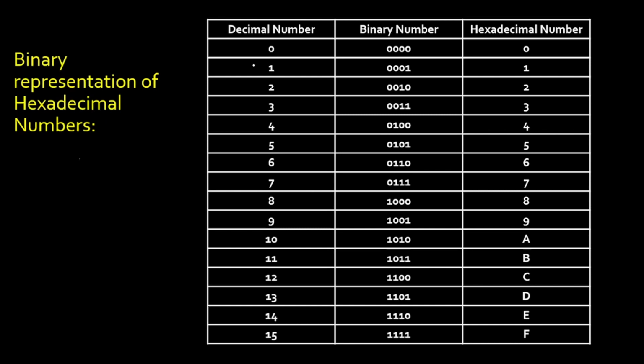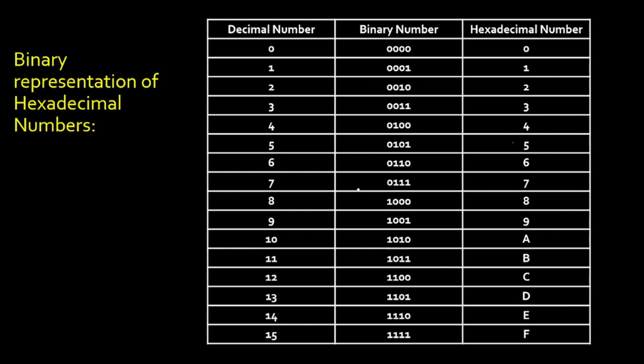So 0 is equal to 0000 and its hexadecimal equivalent is 0, and 1 is 0001 and its hexadecimal equivalent is 1, and 2 is equal to 0010 and its hexadecimal equivalent is 2. 3 is 0011 and its hexadecimal equivalent is 3, and 4 is equal to 0100 and its hexadecimal equivalent is 4. 5 is equal to 0101 and its hexadecimal equivalent is 5.